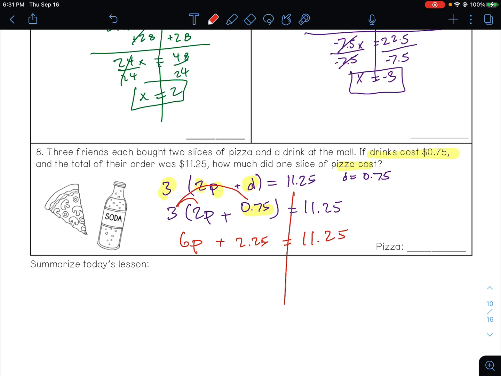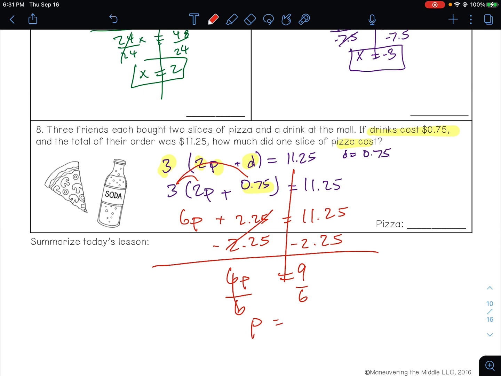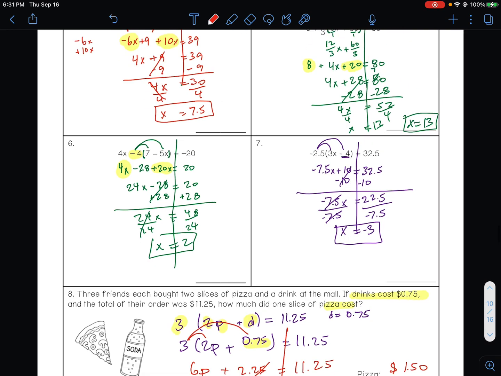Now we get the 6p by itself by subtracting 2.25. Subtract 2.25 from here. That cancels. 11.25 minus 2.25, that is $9. I don't even need to write the 0.00, just 9. And then now I bring down the 6p. And now I divide by 6, divide by 6. That cancels. p equals $1.50, I believe. 1.5, or because we're talking about money, $1.50. So the pizza is $1.50 per slice. And that's that. Go ahead and try some problems on your own. Good luck.